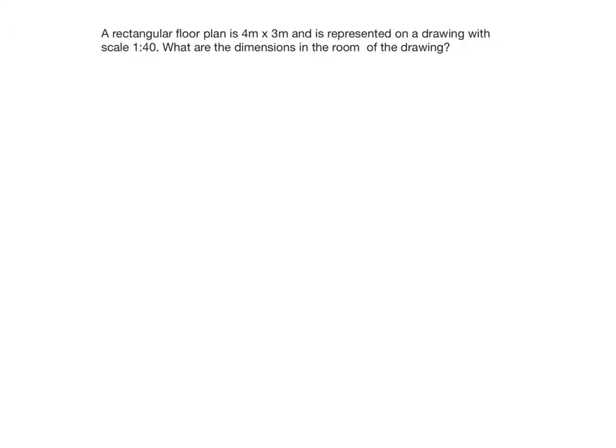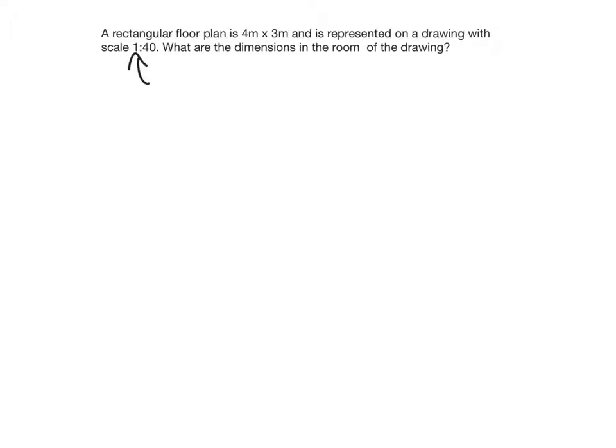Okay, so this time we're given the dimensions of a rectangular floor plan, but instead of having to find the scale, as we did in the last example, we're given the scale and we have to find out the dimensions of this room on the drawing. So this is actually really easy. So if the rectangular floor is 4 meters by 3 meters and the scale is 1 to 40, all you need to do is divide by the scale factor. Remember, this scale of 1 to 40 means that the actual object, the floor, is 40 times larger than the drawing.